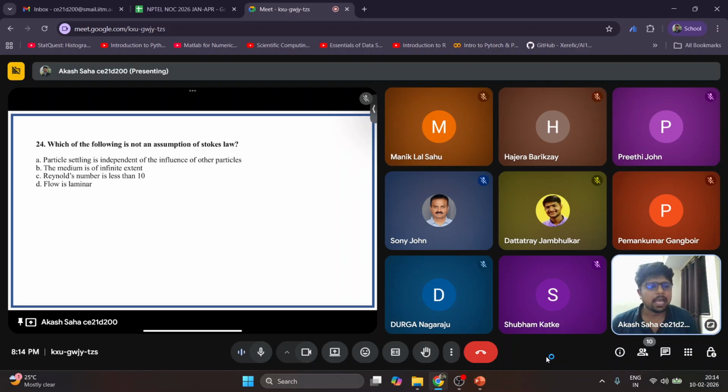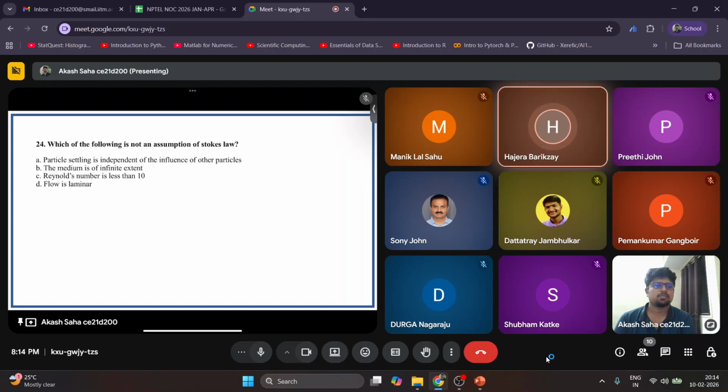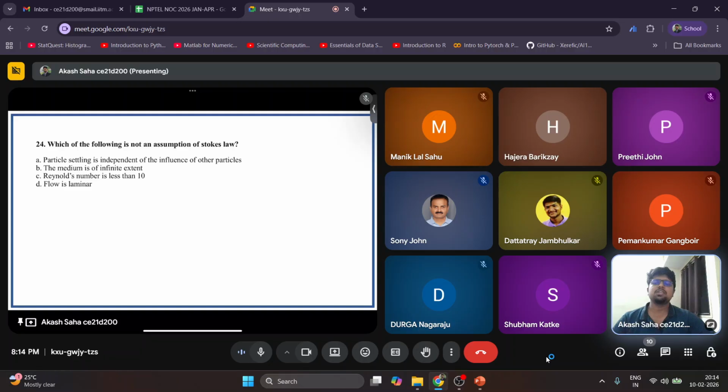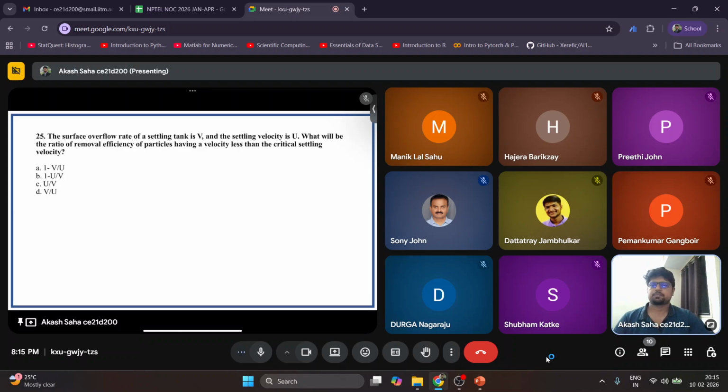Then the flow should be laminar. So Stokes law is only applicable when the flow is a laminar flow. And for laminar flow, what is the Reynolds number? Lesser than 1. Yes, it should be lesser than 1. So option C is not an assumption because Reynolds number should be less than 1. So that is the correct answer. Option C is not an assumption of Stokes law.